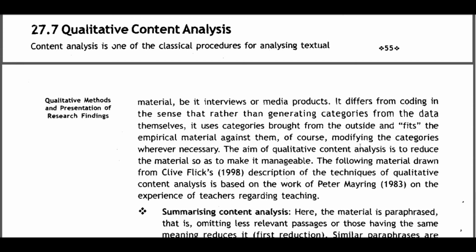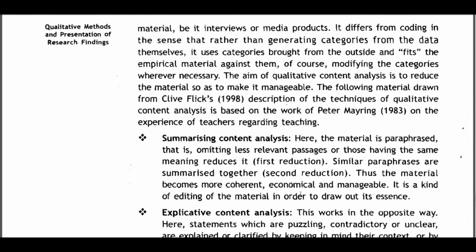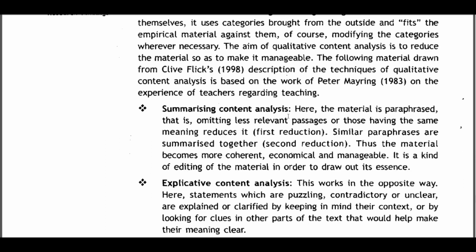Of course, modifying the categories wherever necessary. The aim of qualitative content analysis is to process the material so as to make it manageable. The following description of the techniques of qualitative content analysis is based on the work of Philipp Mayring, 1983, on the experience of teachers regarding teaching. Summarizing content analysis.